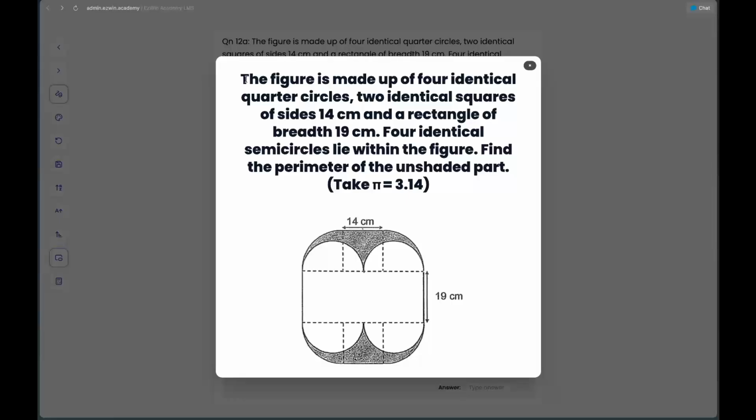Question 12, part A. The figure is made up of 4 identical quarter circles, 2 identical squares of sides 14 centimeters, and a rectangle of breadth 19 centimeters. 4 identical semicircles lie within the figure. Find the perimeter of the unshaded part.